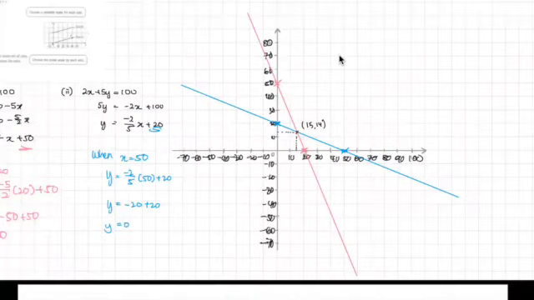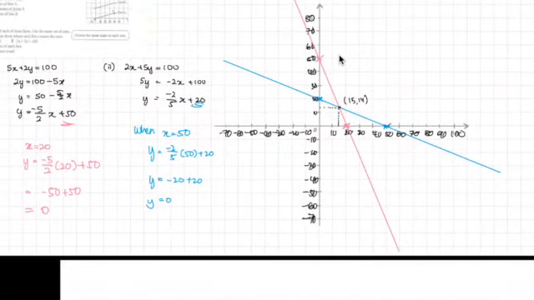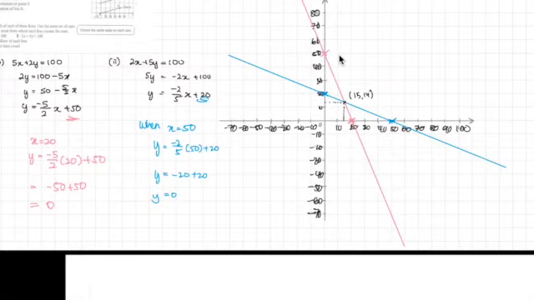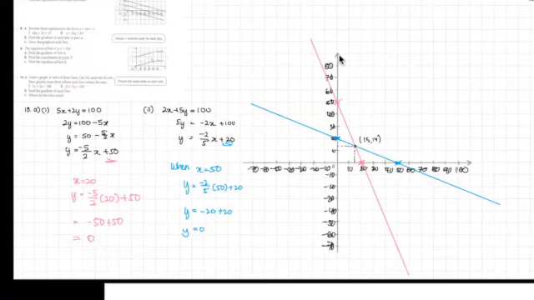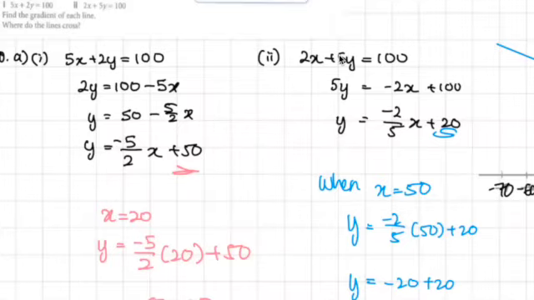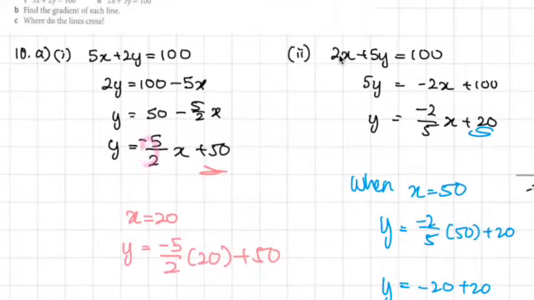All right. So if I have a more accurate scale, then you should be able to do it with no problem. Okay, so the gradient of each line: the first gradient would be -5/2, and the second gradient will be -2/5. Without the x, so it's just the number beside x. That's your gradient, your coefficient.